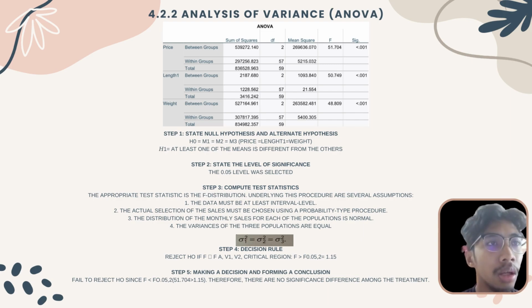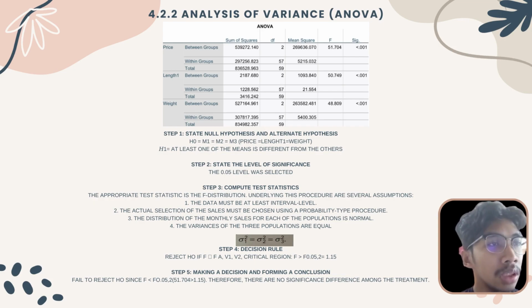Analysis of variance, ANOVA. Step 1, null hypothesis and alternate hypothesis. H-null, M1 equal to M2 equal to M3, price equal to length equal to weight. H-alternative, at least one of the means is different from the others. Step 2, state the level of significance. The 0.05 level was selected. Step 3, compute the test statistic. The appropriate test statistic is an F distribution.